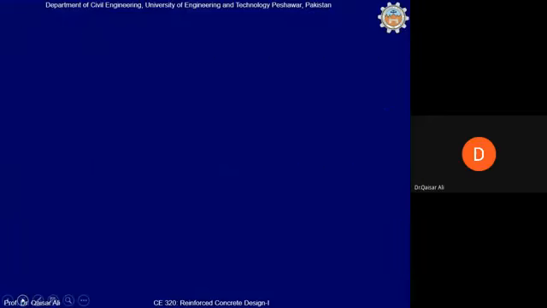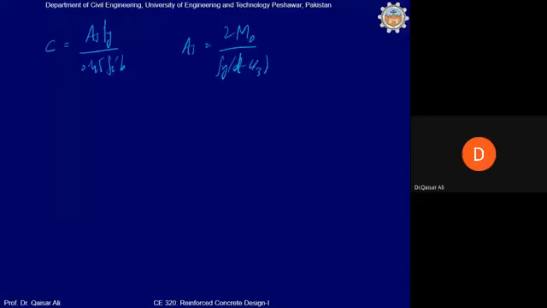तो यहाँ पर जरा ये दोनों इक्वेशंस लिखें. C is equal to As Fy divided by 0.45 Fc prime B, and As is equal to 2 MD divided by Fy into D minus C divided by 3.